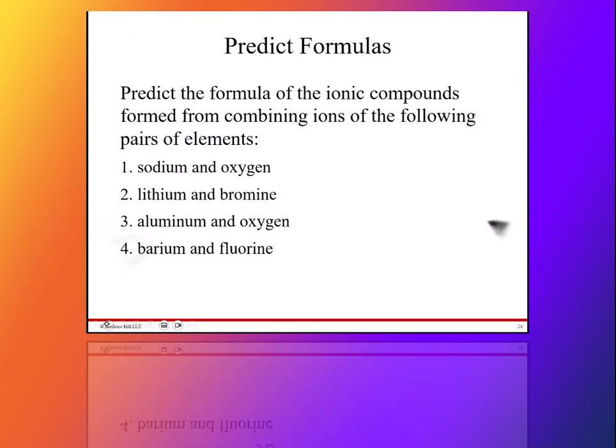So let's do some naming here. So what I would tell you to do is stop the video at this point and try these on your own, and then start the video again and see if you get the correct answer.